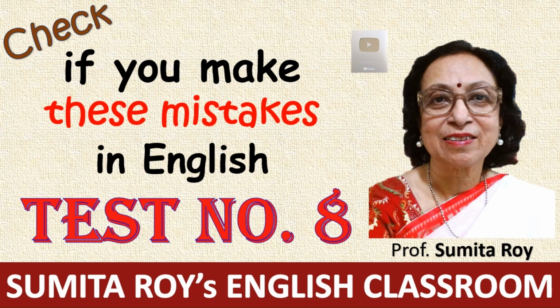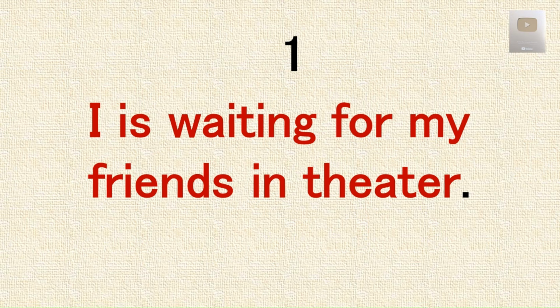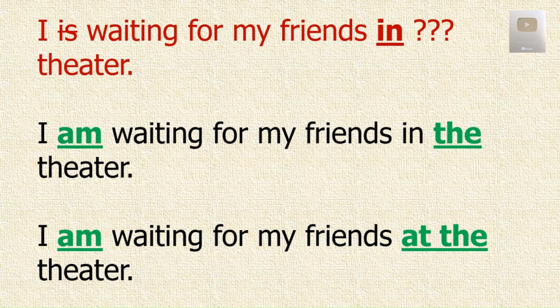Now let us see how to test whether you make these mistakes or not. Here is the first sentence. I is waiting for my friends in theatre. Look at the sentence carefully and find what is wrong with this sentence. I hope all of you are sitting with your paper and pen and writing down the answers.